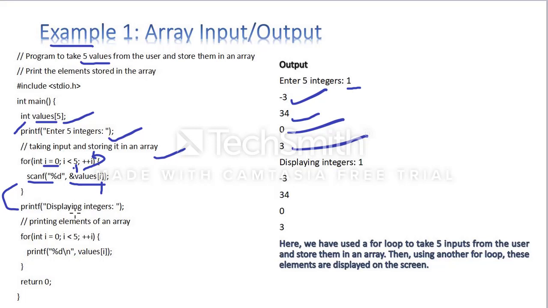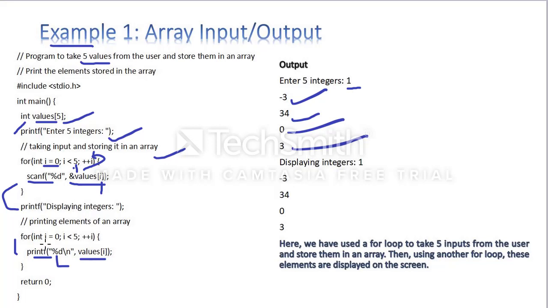What is this? Printf, display integers. It means the elements you have entered are displayed here. If you want to display array elements, you can use a for loop again. For printing any value or output of a variable, you have to use the printf statement, and here %d or %c, based on the data type. This is the variable, but here instead of a variable you are using values[i].